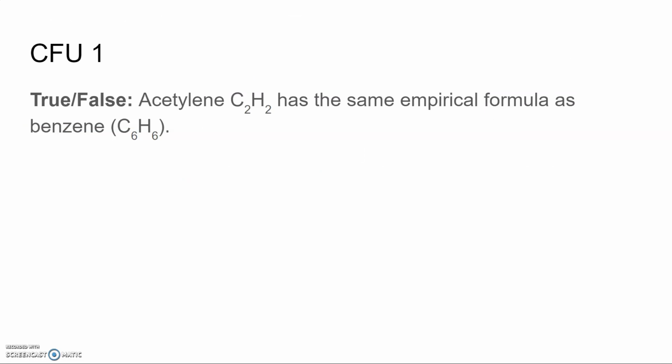All right, now let's go ahead and try our first CFU. Acetylene, C2H2, has the same empirical formula as benzene, C6H6. True or false? All right, so go ahead and pause the video now, and when you press play again, if you need to, there will be a hint provided, followed by the answer.